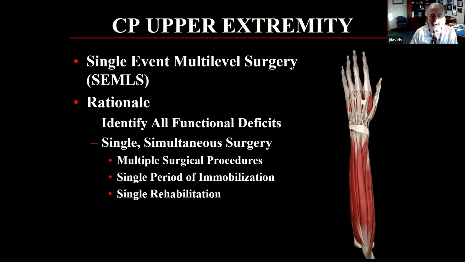The underlying rationale for single-event multi-level surgery of the upper extremity is to identify all the functional deficits and address them in a single simultaneous surgery. The benefits to this approach are that the multiple surgical procedures can be performed at the same setting. This is followed by a single period of immobilization and a single period of rehabilitation.